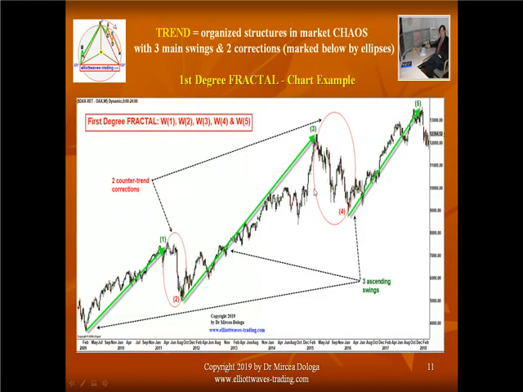Let's take a chart example of the first degree fractal. We go again for the first ellipse, which shows us W2 parentheses. Then we go for the second ellipse, which is the second corrective wave, labeled W4 parentheses, and of course before W2 we have W1, after W2 we have W3, and after W4 we have W5 parentheses. In conclusion, we have three ascending swings and two counter-trend corrections.